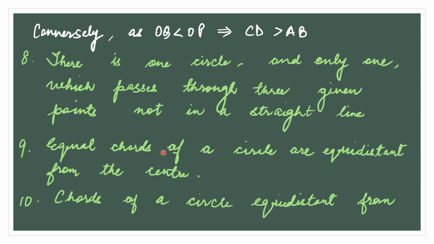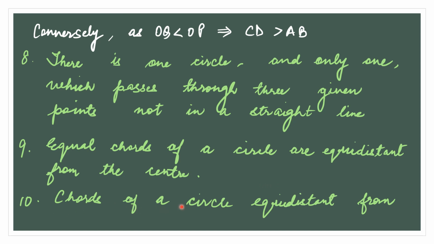Equal chords, this is also a conclusion, a point which you should remember. Equal chords of a circle are equidistant from the center. Suppose the lengths of the chords are equal, in this case AB is equal to CD. Then they are equidistant from the center O also. If a perpendicular is drawn on them, the perpendiculars will also have equal value, that is OP is equal to OQ.